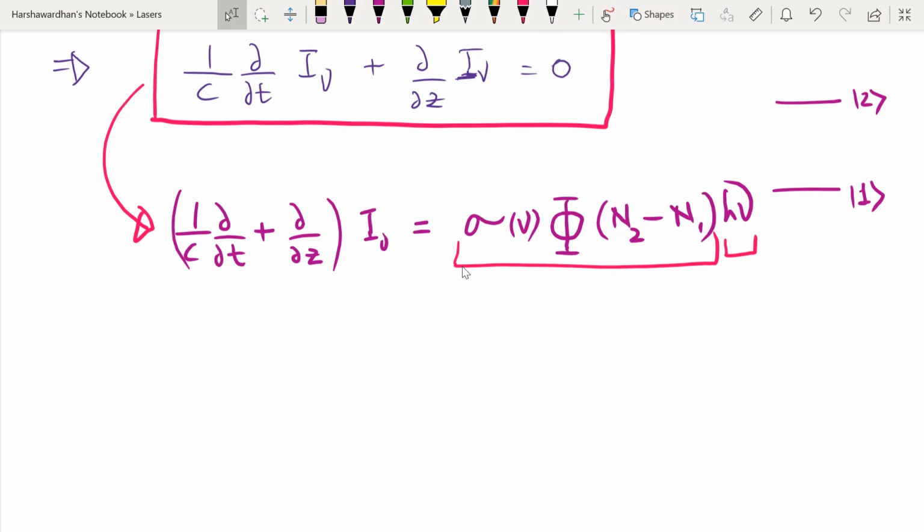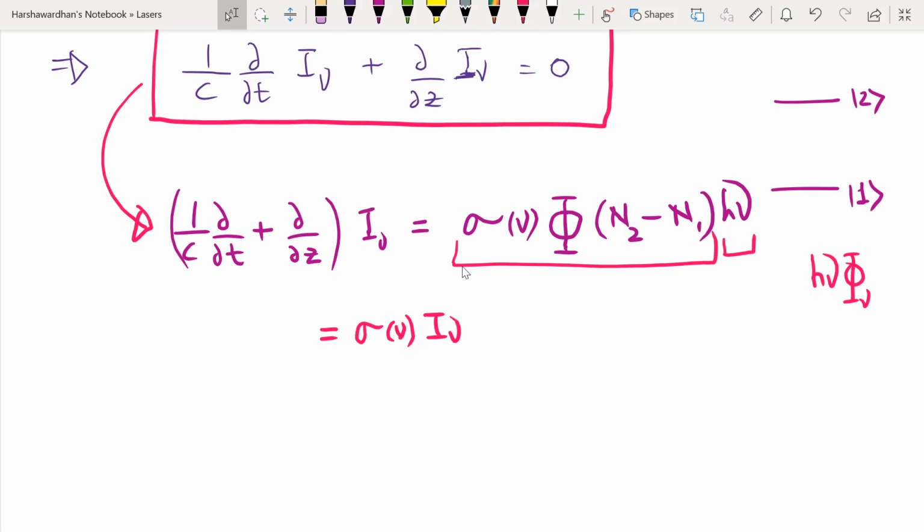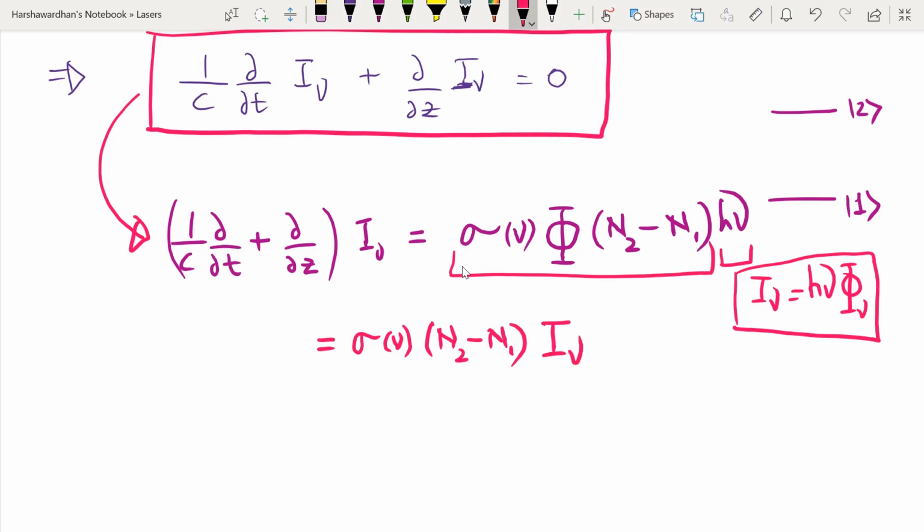I can rewrite this in the following form. That is, my right hand side can be written as sigma nu I nu. Recall again that h nu times phi nu, which is the photon flux, which is photon per unit area per unit time, times energy, will give me basically power per unit area, which is the same as I nu. So this is an aside. So I can write this simply as sigma, which is a function of frequency, times n2 minus n1 times simply I nu, right?